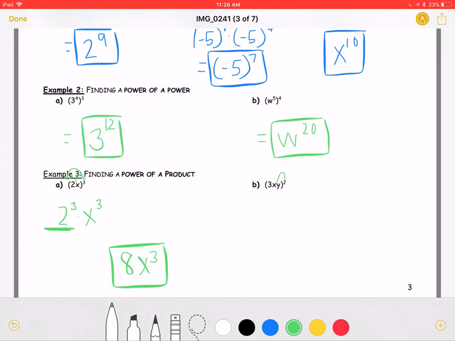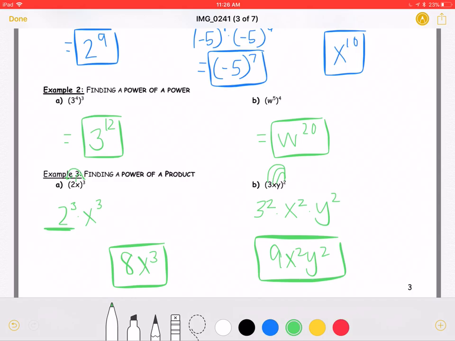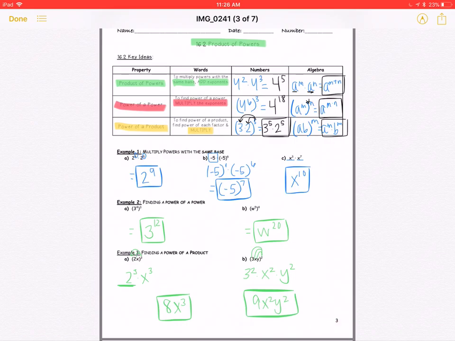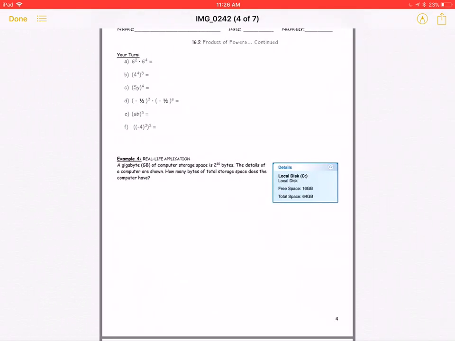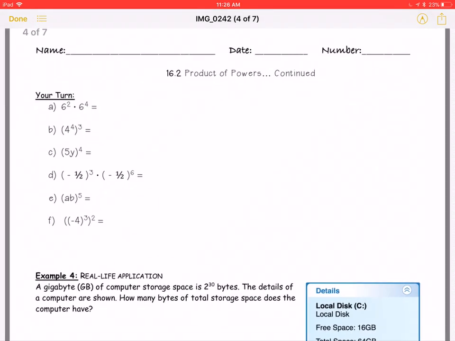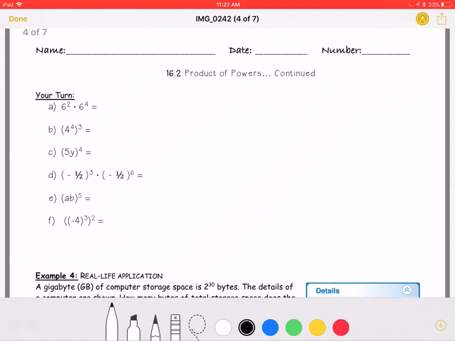Now let's do the same thing for part B. Give it to every single term inside. So 3 squared, x squared, y squared. And if you want to evaluate the 3 squared, that gives you 9, x squared, y squared. So there we go. That's it. Those are our examples on this first page. Let's continue our lesson. It continues on another page. What I would like you to do is right now, your turn to try A through F. So pause the video, try it out, come back when you're ready.